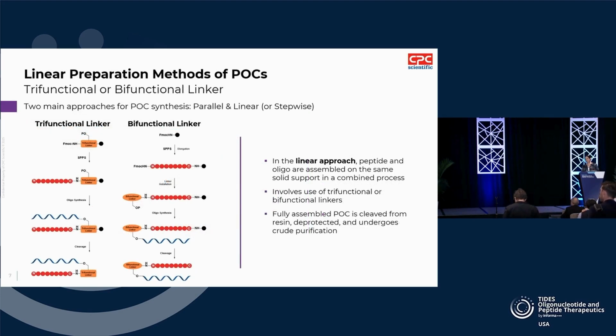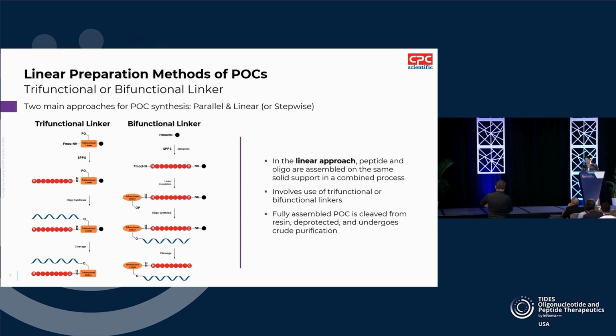So there's 2 main approaches to manufacturing POCs. You can either do a linear approach or a parallel approach. In the linear approach, peptide oligos are assembled on the same solid support in a combined process. And there's 2 ways you can look at a linear approach. The first one is that you can have the attachment of a branched trifunctional linker straight onto the solid support. Then you follow that by the elongation of the peptide, and then you follow that by the oligo. In the second approach, you can have the peptide elongated first, then functionalize that with a bifunctional linker, and then follow that by the oligo synthesis.